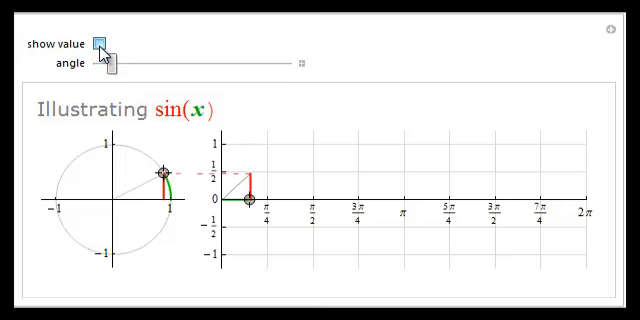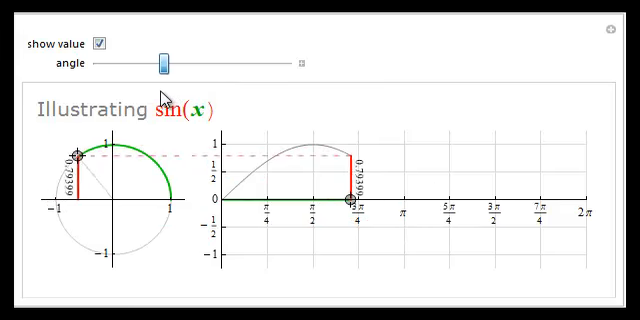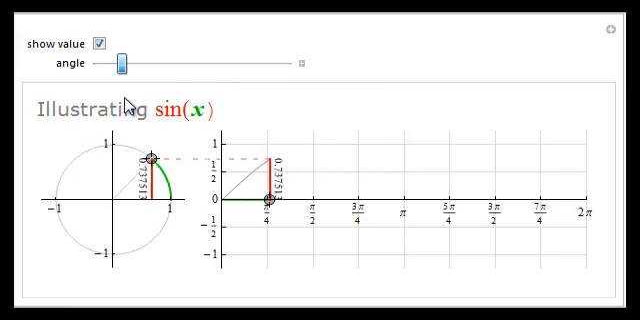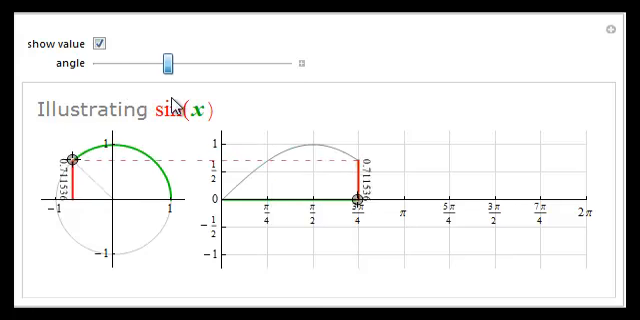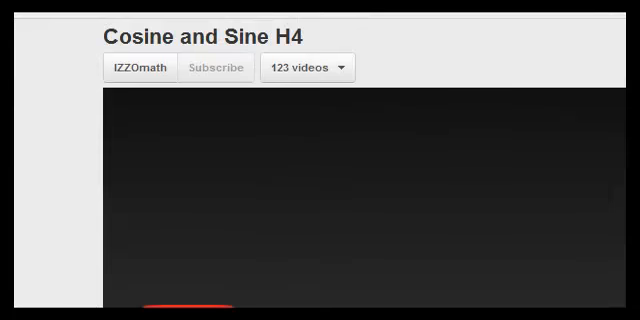I'll click show value. So at pi over 4 is over there. So you see, we're about at the 0.7s. Anyway, let's try the same thing with the cosine.